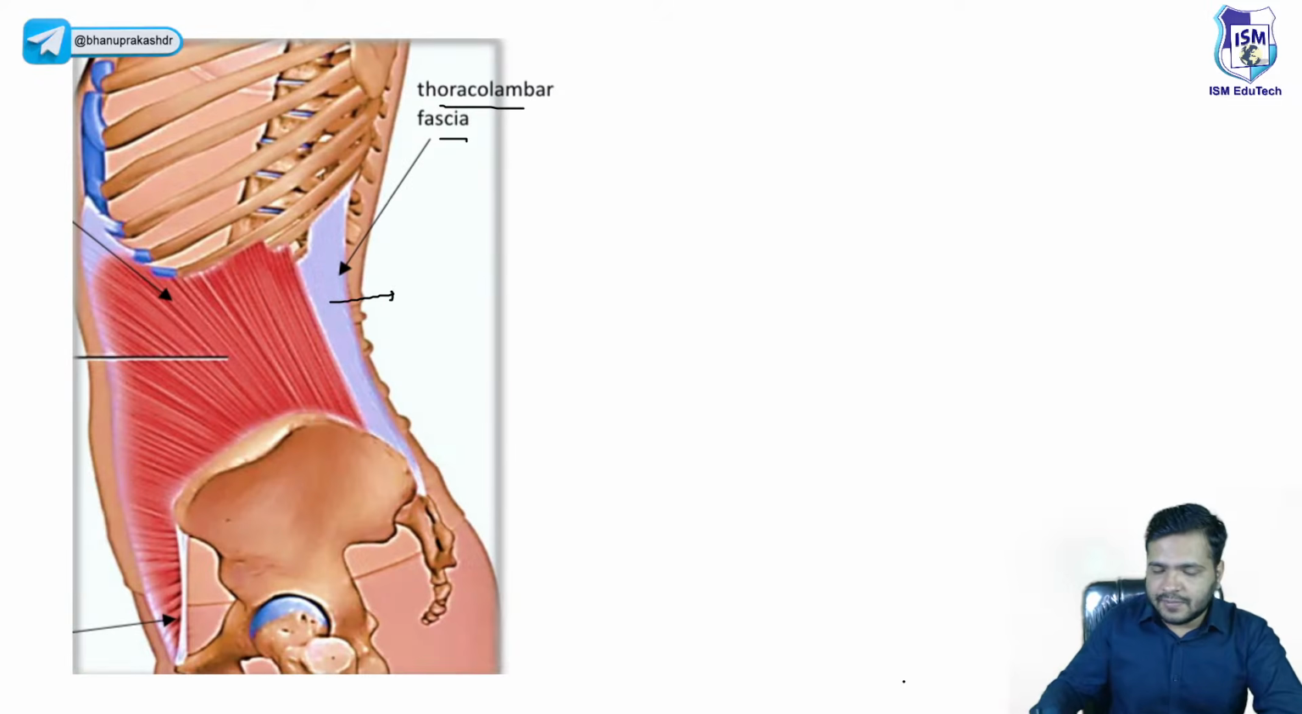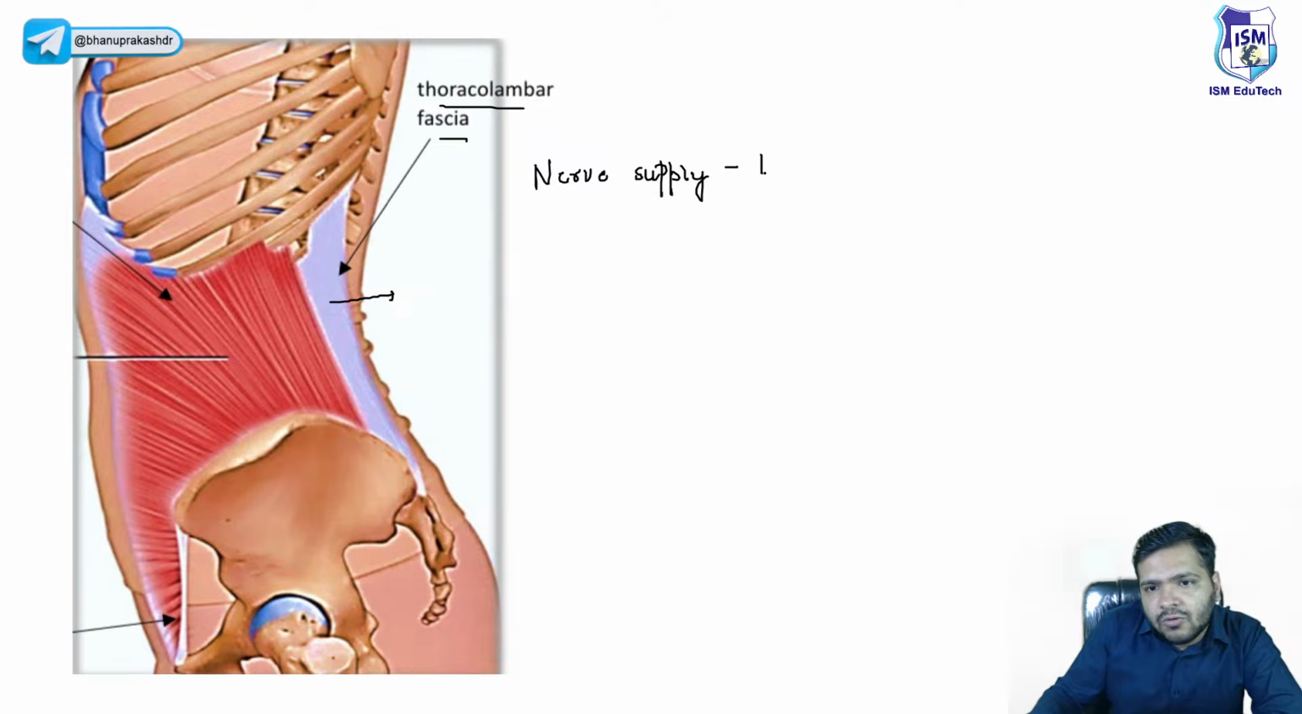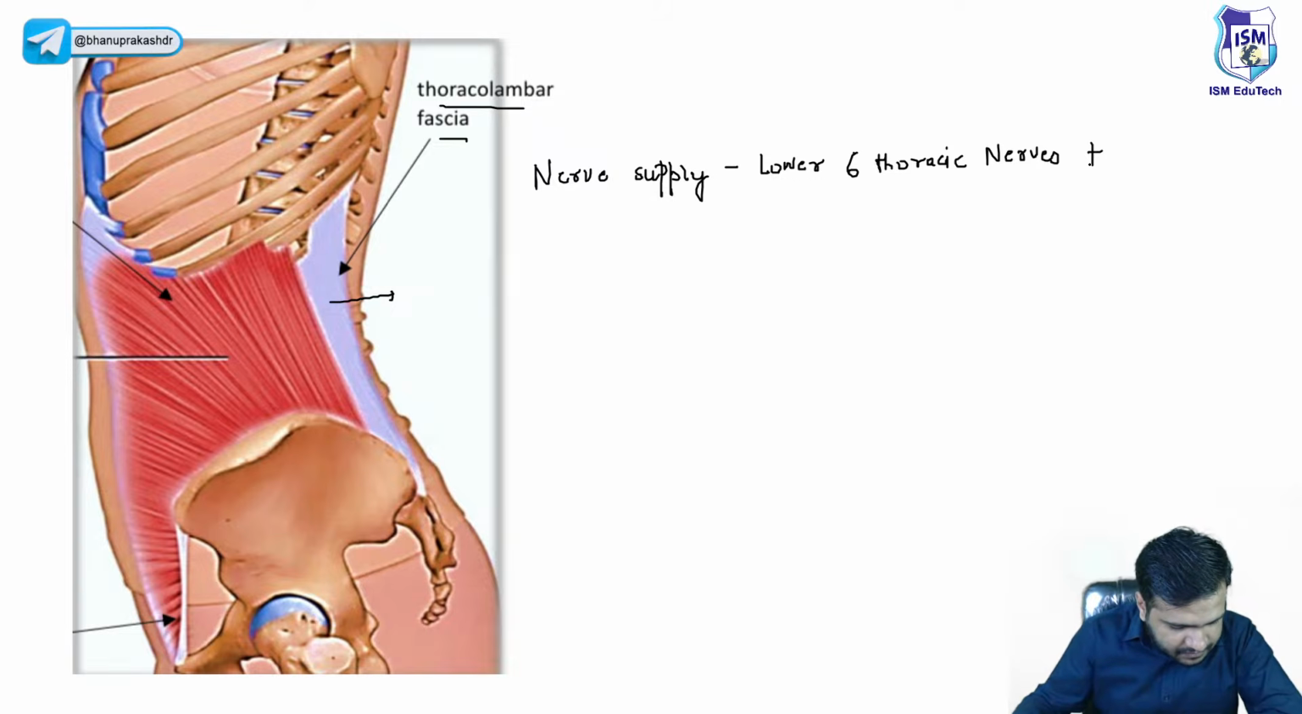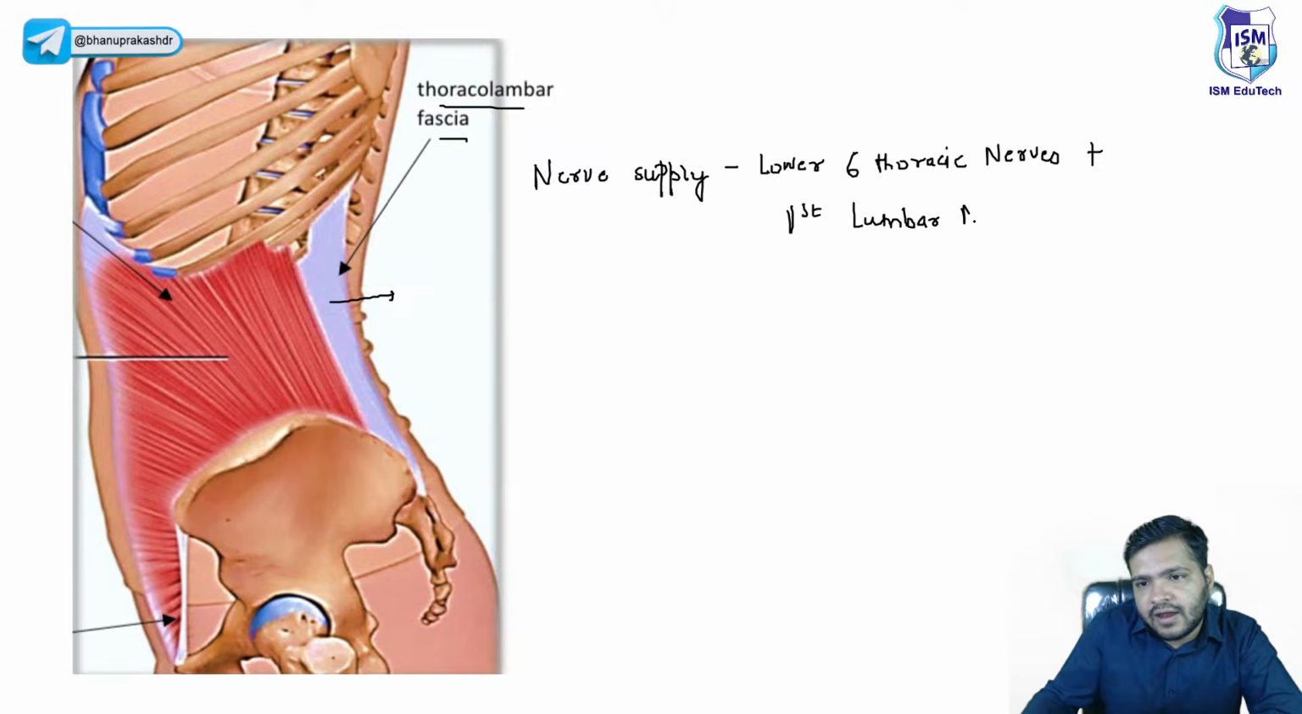Now, if we come on to the nerve supply, beta, the nerve supply is basically the lower six thoracic nerves, and also the first lumbar nerve. So it is the lower six thoracic nerves and the first lumbar nerve.